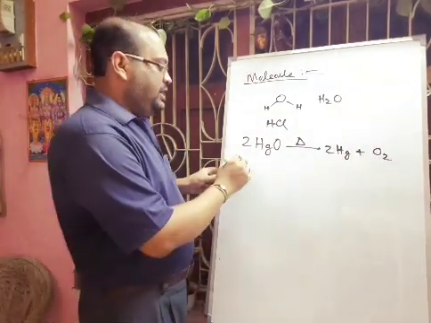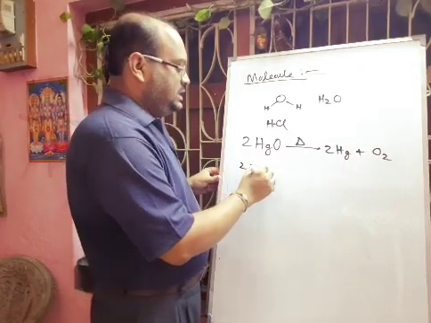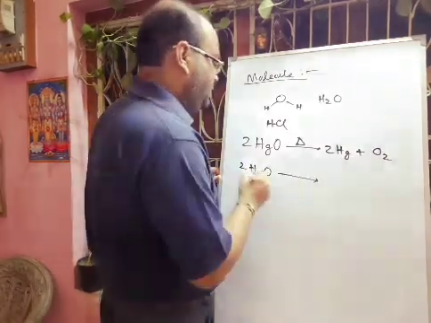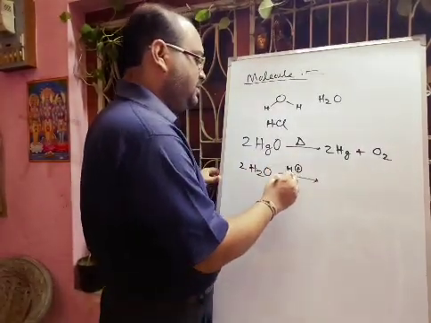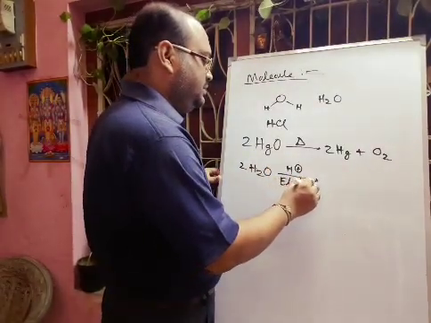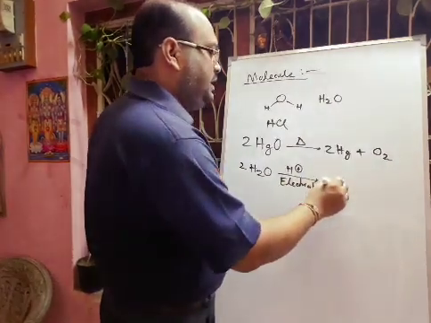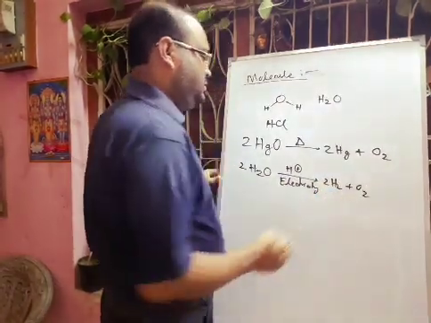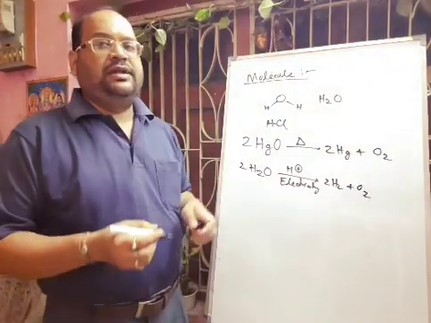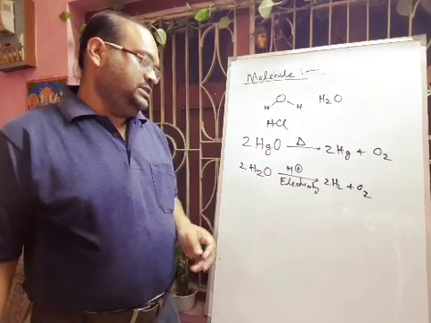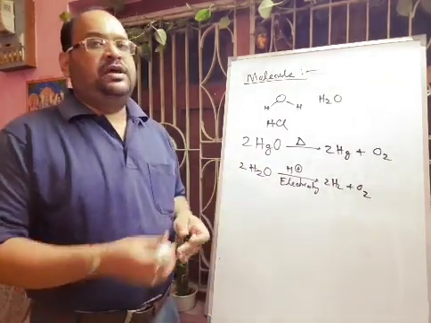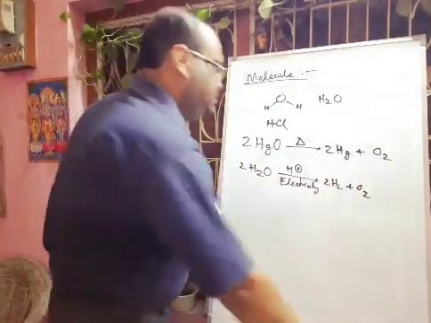And the same way, if you pass electricity to the acidulated water, suppose here H plus is present, acid is present, and you are passing electricity, then you will get hydrogen gas and oxygen gas. So in this way you can break the molecules by chemical changes. Hope you can understand. Next we will go to the radicals.